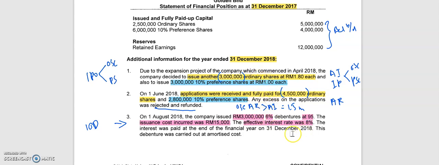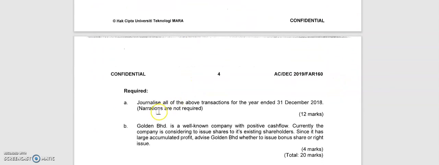And it also says that, at the end, the interest was paid. So please be very careful. The interest is paid, but interest is calculated on a timely basis, right? So you have to be very careful on the timing. How many months to calculate for the interest is based on the date of the issuance. Okay, you are required first to journalize all the above transactions for the year ended. Narrations are not required, meaning you don't have to explain each of the entries. You just straight away determine the debit and credit entries.